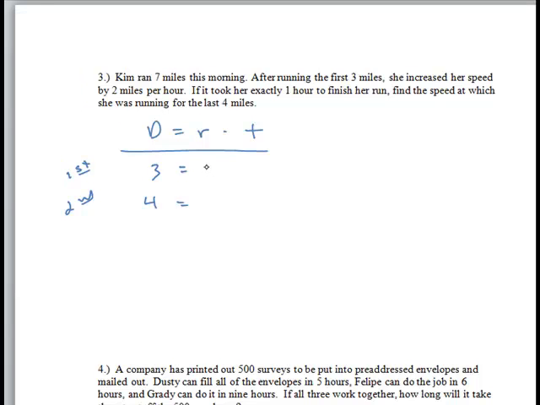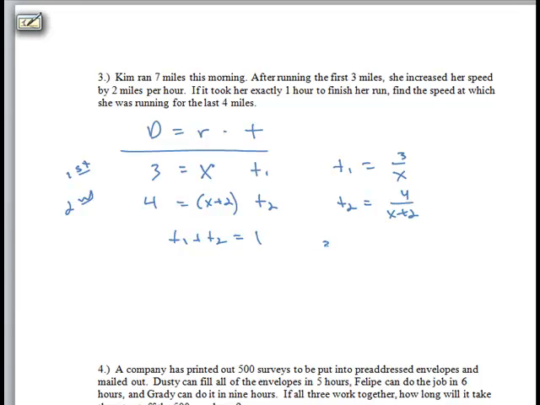We don't know how fast she was running for the first 3 miles, but for the second 4 miles it says she increased her rate by 2 miles per hour, so x plus 2. These times are probably going to be different, so time 1, time 2, where we know these 2 times must add up to a total of 1 hour, how long she was running. So solve for each time. Time 1 is going to be equal to 3 over x. Time 2 is going to be equal to 4 over x plus 2.